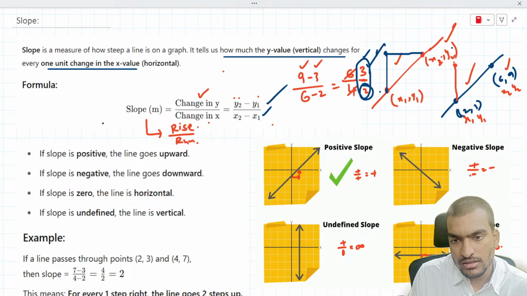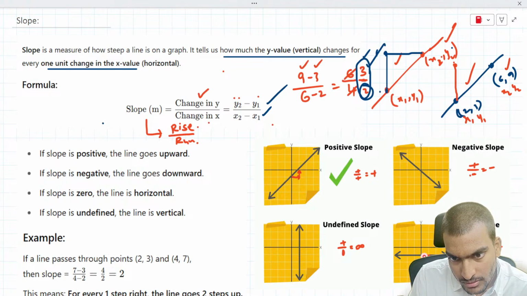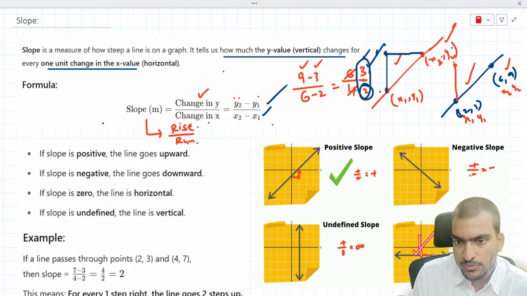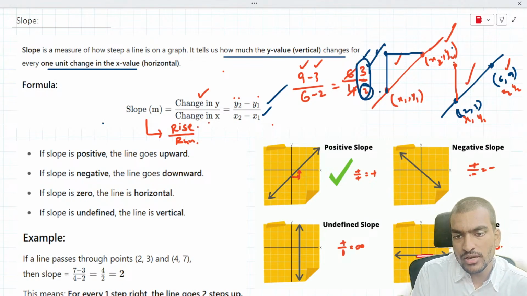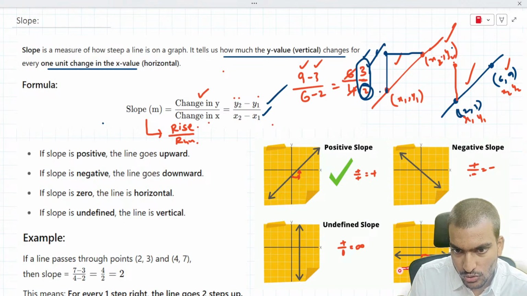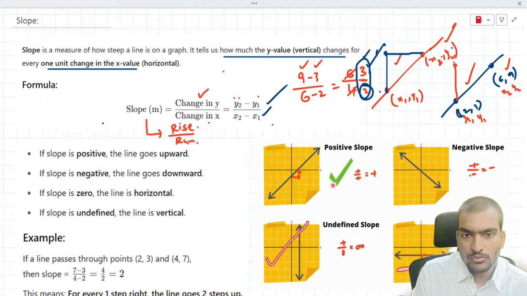And if you consider this one, there is no rise. 0 rise. That's why it's 0, and there is a run. If you keep a positive run, then it's going to be 0 by something. It's always 0. So this is how a 0 slope looks. This is how an undefined slope looks.